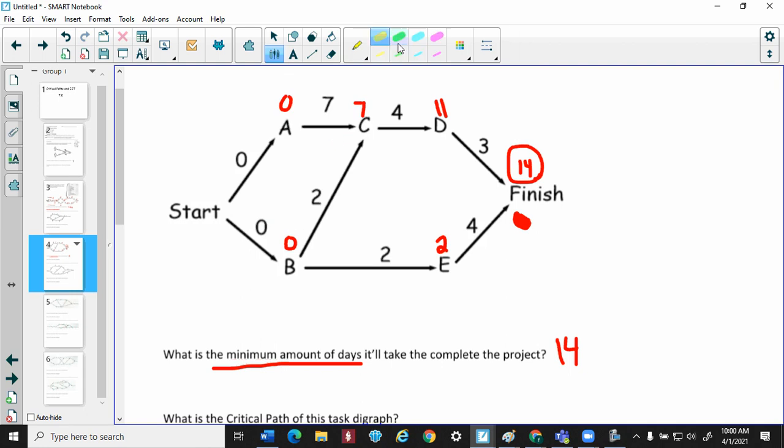Like if I was to ask you, hey, how did A become a 0? Oh, because it came from start. Okay. How did B become a 0? Oh, because it came from start. So right here and there, I'm highlighting 2 paths. All right. Look at C. How did C become 7? Oh, because it came from A. How did D become 11? Oh, because it came from C.